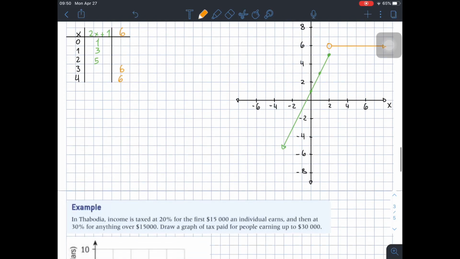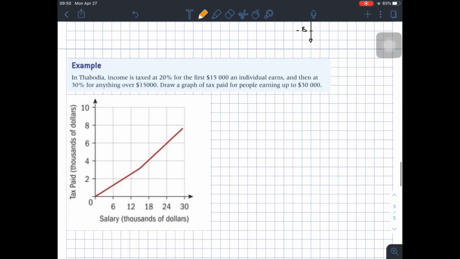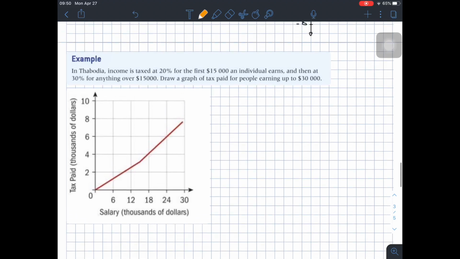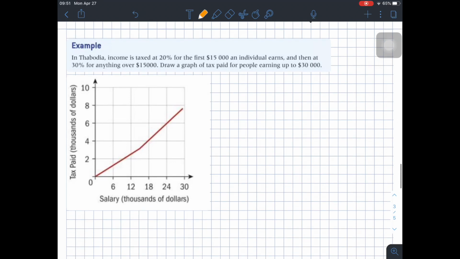So if we go back now to the electronic assignment, let's see this last example, which is an application of piecewise functions. It says in Tabodia, income is taxed at 20% for the first $15,000 an individual earns, and then at 30% for anything over $15,000. Draw a graph of tax paid for people earning up to $30,000.